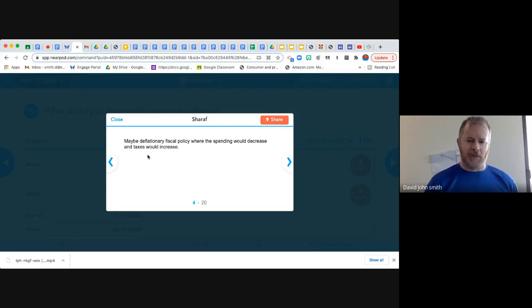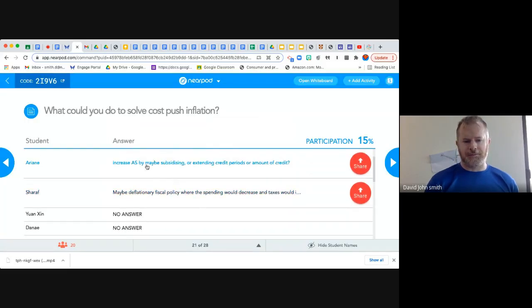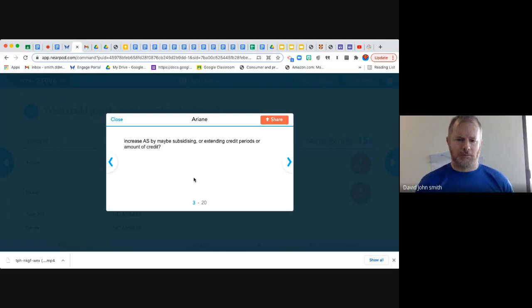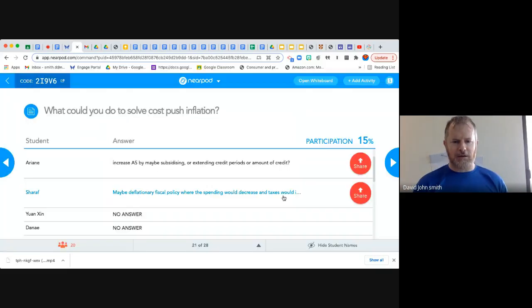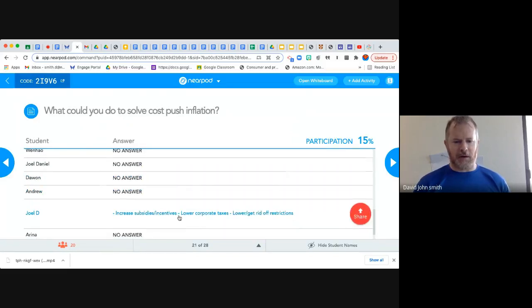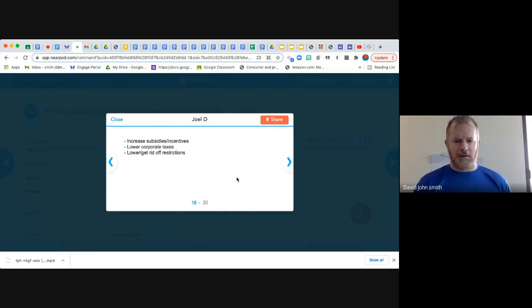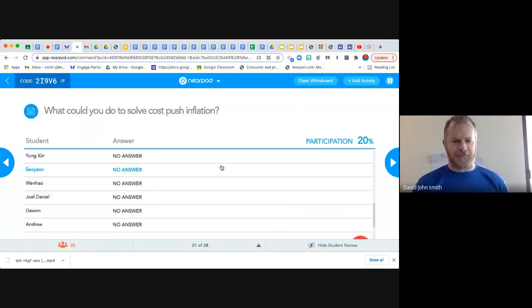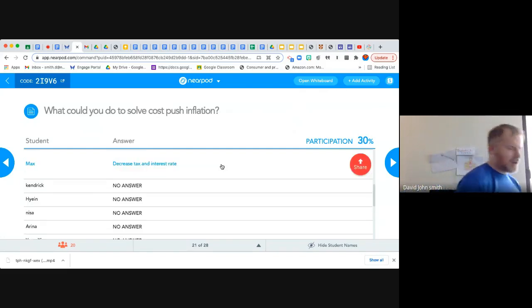Maybe. But is that going to actually affect the costs involved? That's possible. Oh, there we go, Ariane. You're actually thinking along the right lines there. Well done. Remember, it's about costs, so it's about the supply. Oh, good work, Joel. Yeah, bit bullet pointy, but good work. Wait for some more ideas.